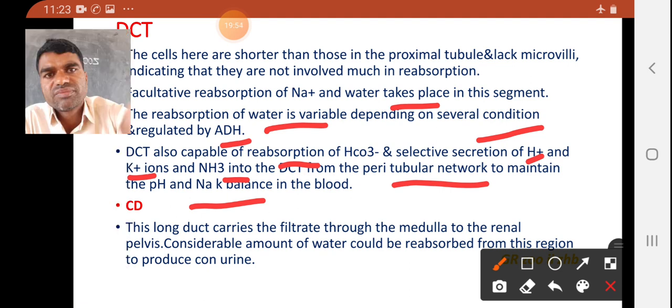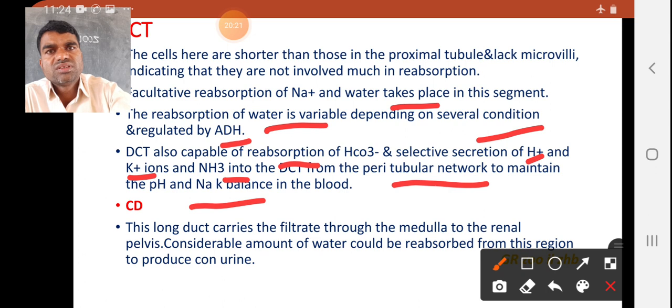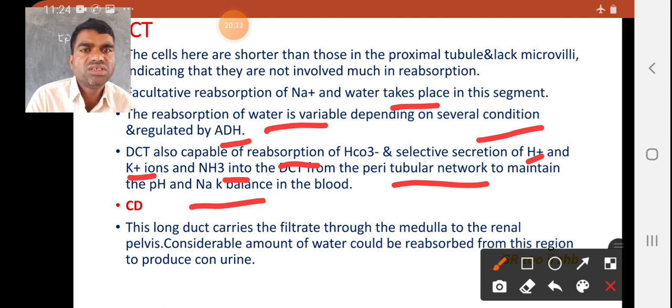Okay, right. Now CD means collecting duct. This long duct carries the filtrate through the medulla to the renal pelvis. A considerable amount of water can be reabsorbed from this region to produce concentrated urine. From the DCT, the concentrated molecules we are considering as urine are now reaching into the collecting duct, CD, that is called.